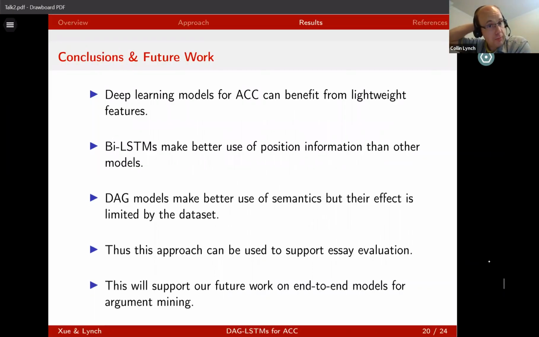So in conclusion, deep learning models for argument component classification can benefit from lightweight features. Bidirectional LSTMs make better use of position information than other models. The DAG models make better use of the semantics, but their effect is limited by the dataset. Thus, this approach can be used to support essay evaluation, and it will support our future work on end-to-end models for argument mining.